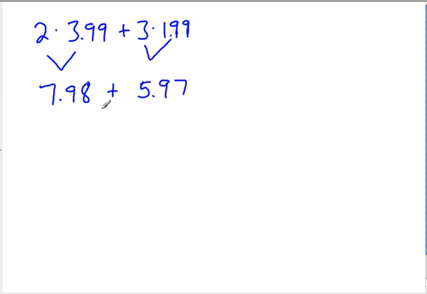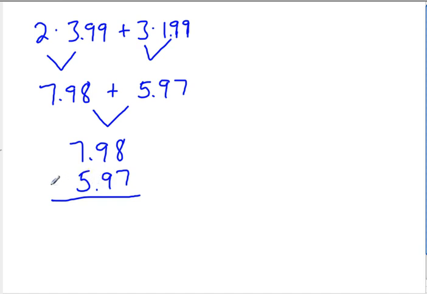And now we add those together and get, let's see, well, let's try it. We got $7.98, $5.97, and I think it should be, what, $13.95 or something? Let's see. $13.95. There we go. And this, we were talking about money, so let's make sure we answer in terms of dollars or cents or something.